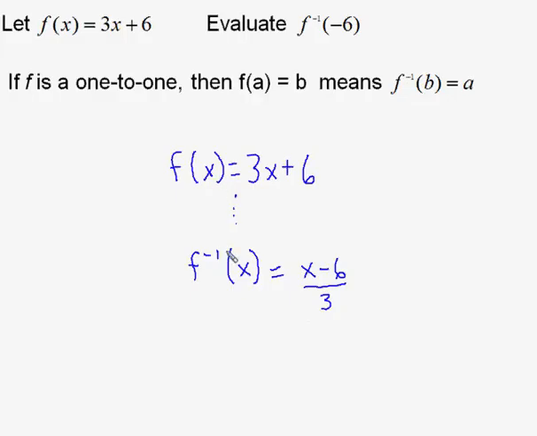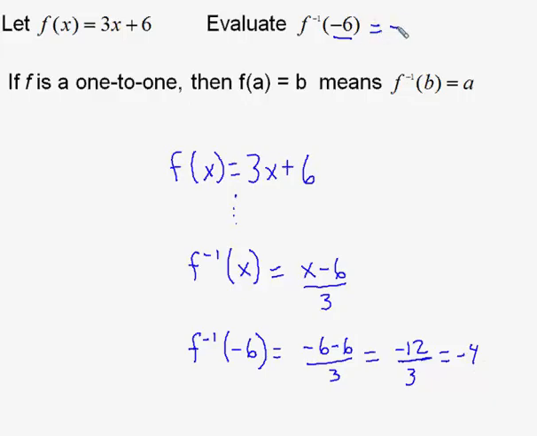Then, since I've found the formula for f inverse, I simply could have plugged in negative 6 into the input variable. So replacing x with negative 6, I would get, once again, negative 6 subtract 6 is negative 12. And then since we're dividing by 3, that would simplify to be negative 4, the same answer we just got a few seconds ago. F inverse of negative 6 is negative 4.